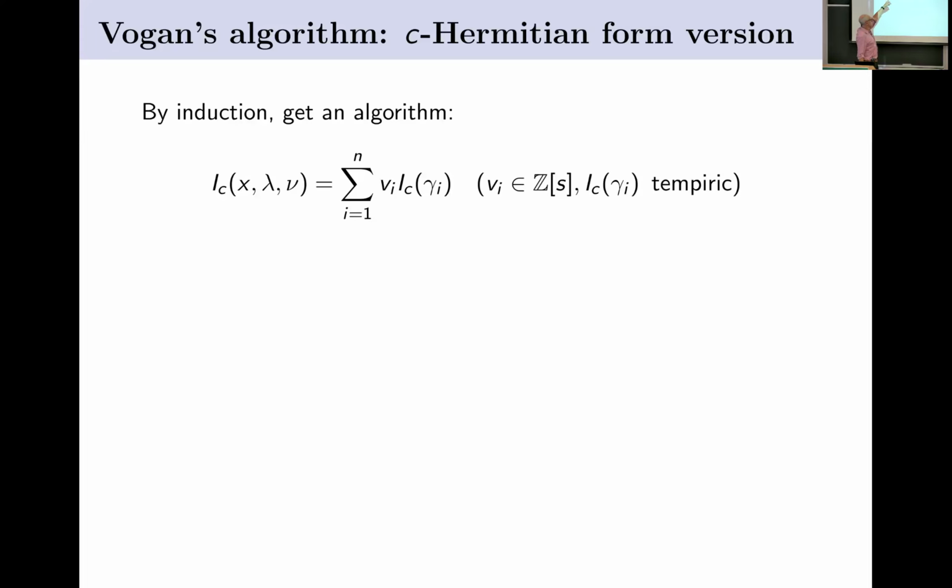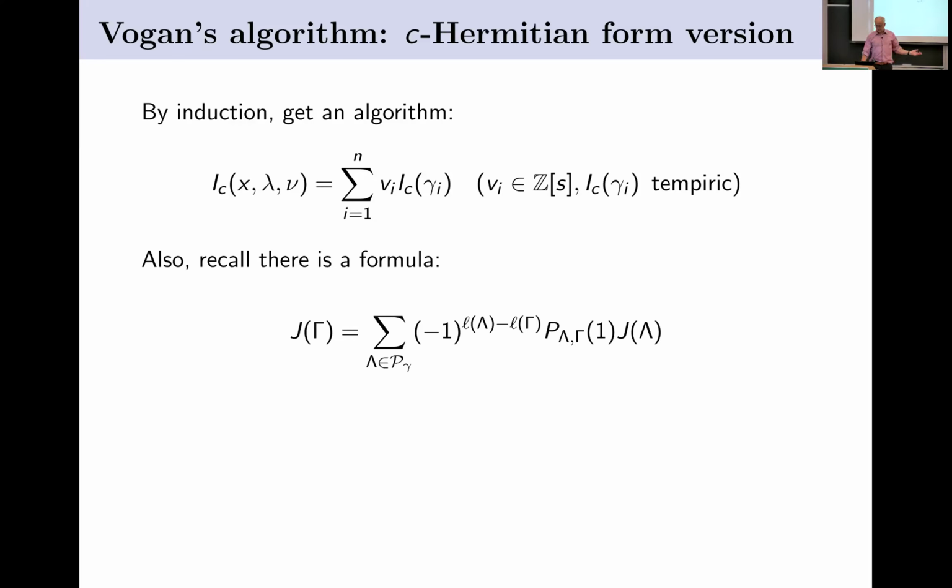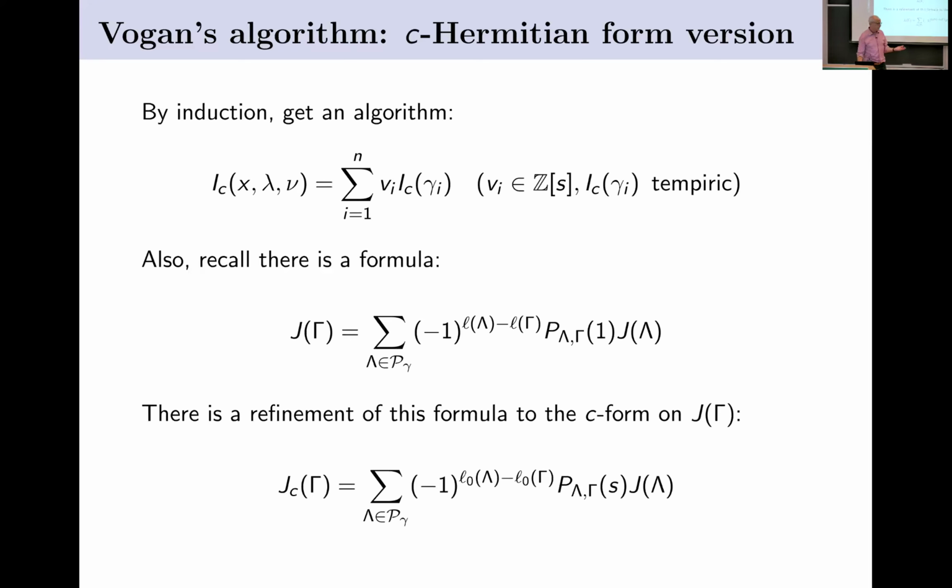The C form on a standard module is a linear combination of C forms on tempered representations with some coefficients. That's at the end of this long algorithm. And I'll remind you that there's a formula for writing an irreducible as a sum of standards, and there's a misprint here. You can read the slides over 100 times. That's supposed to be a standard module. And you can refine this formula to actually give a formula for the C form. And amazingly, it's almost the same formula where you just plug in S here instead of 1.